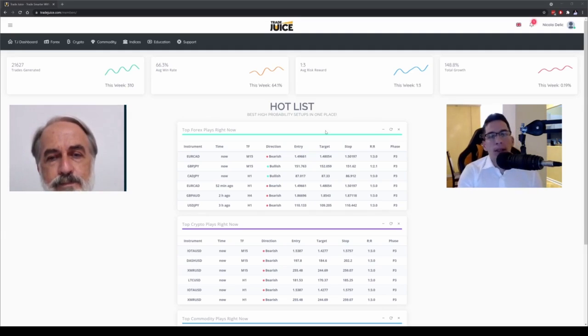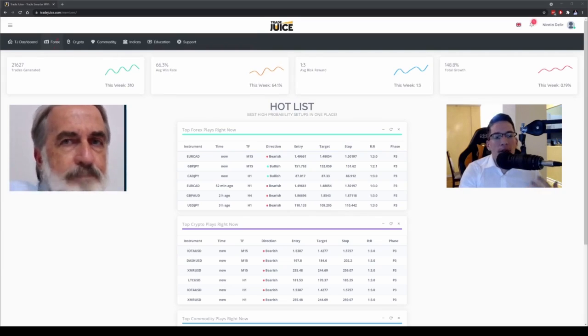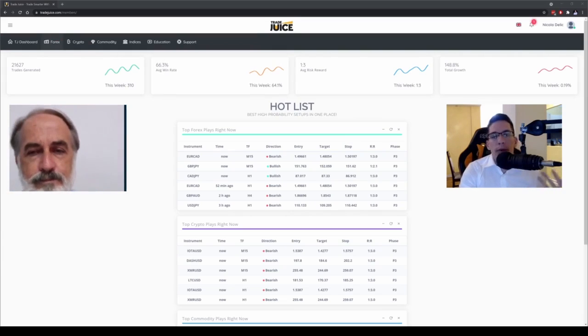And let's start from the top. Over here you have a small menu where you can go deeper into the pages of the platform. So we have 4 different asset groups: Forex, crypto, commodities, and indices. After it, we have the education center, and we have a support.